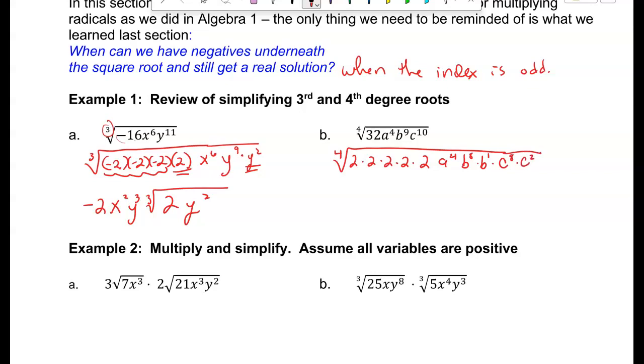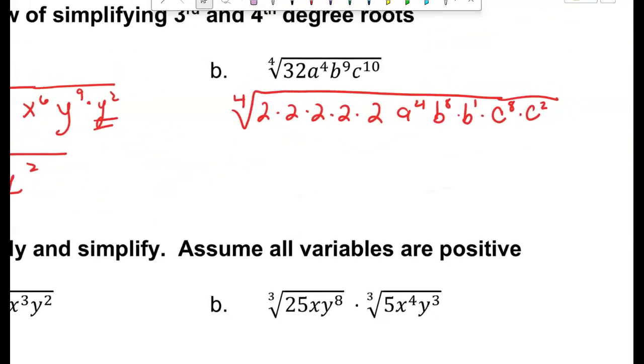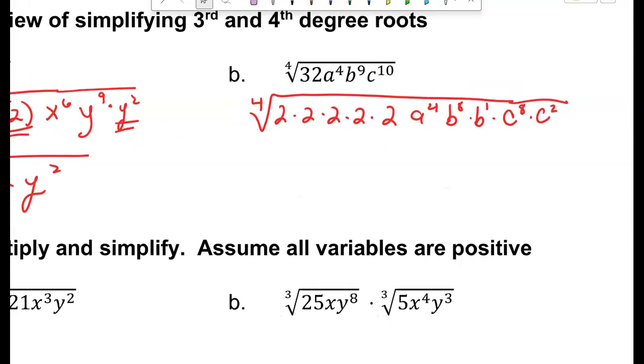So c to the 8th, c squared. You guys see where I'm getting those values? Am I using that multiplication property of exponents, where I can add exponents to get it? So I'm just splitting it backwards. Okay, so guys, I'm looking for groups of 4. Did I get a group of 4 here? Yep, so I got a 2.